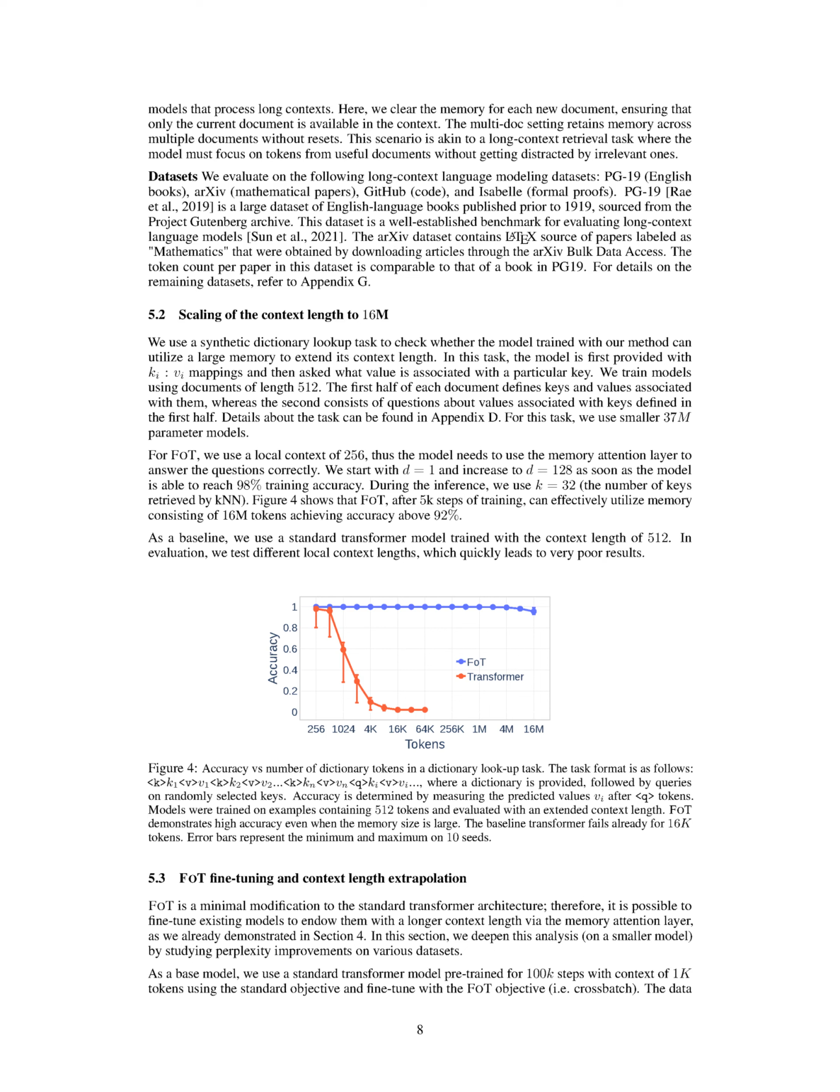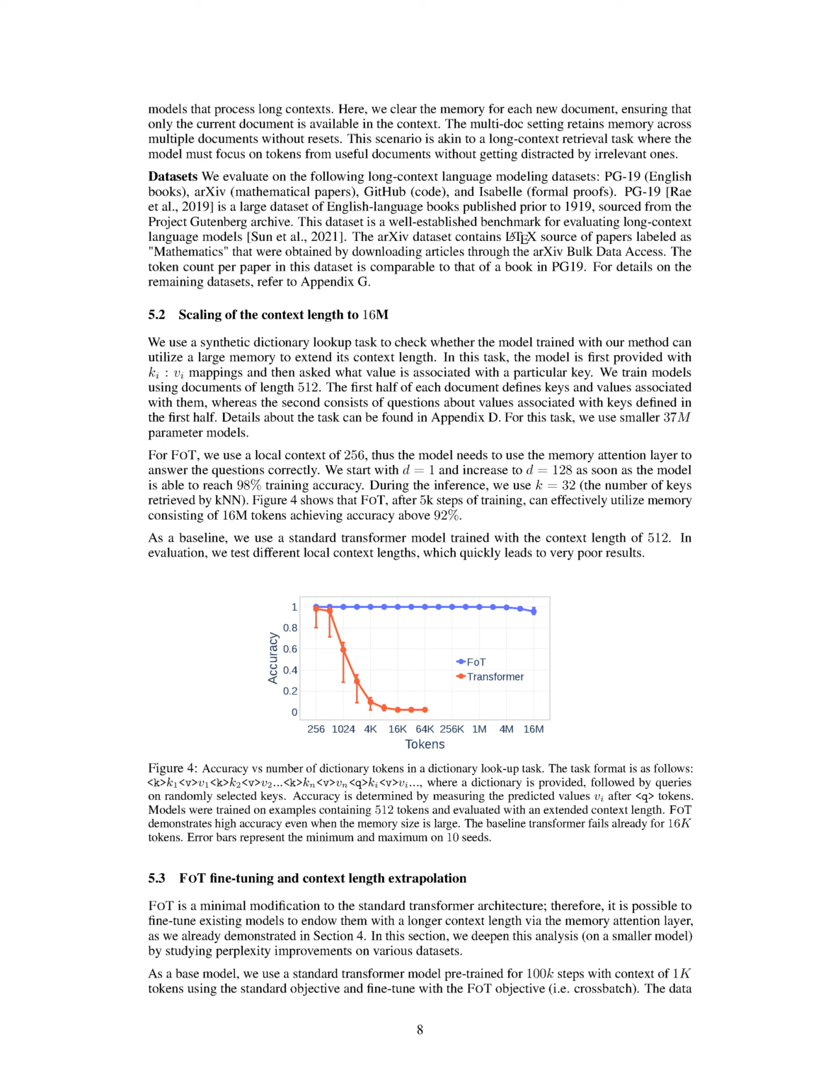The single document setting is typically used for models that process long contexts. In this setting, we clear the memory for each new document, ensuring that only the current document is available in the context. The multi-document setting retains memory across multiple documents without resets. This is similar to a long context retrieval task where the model must focus on tokens from useful documents without getting distracted by irrelevant ones.